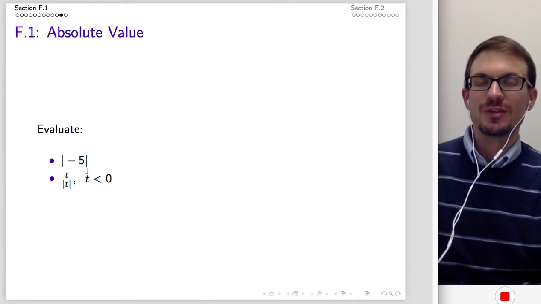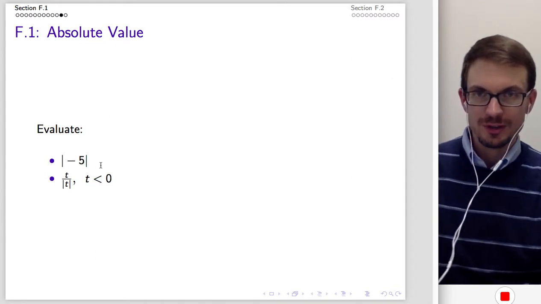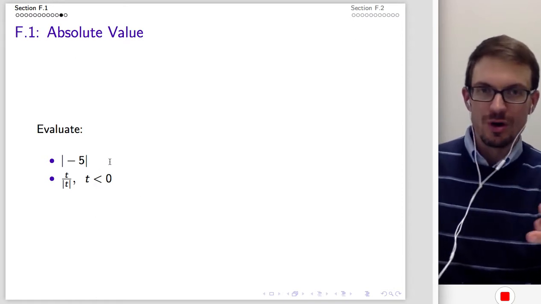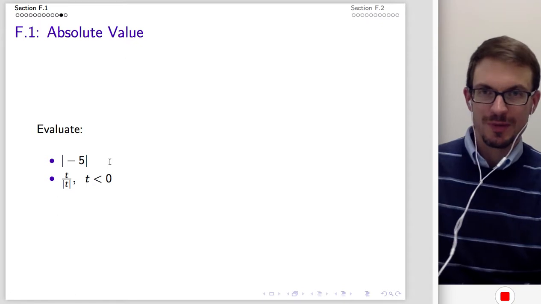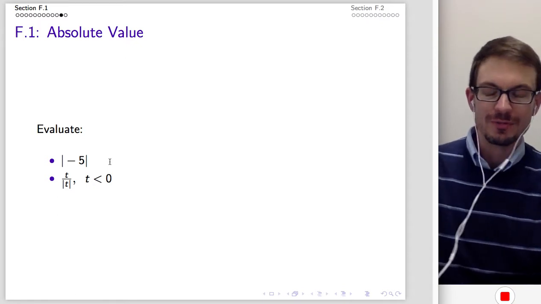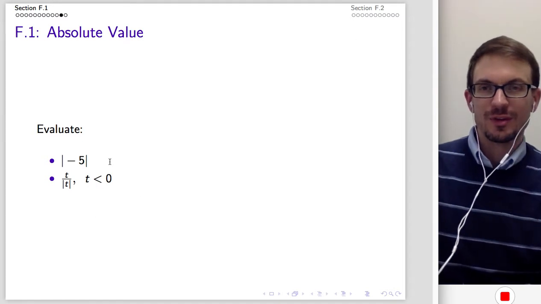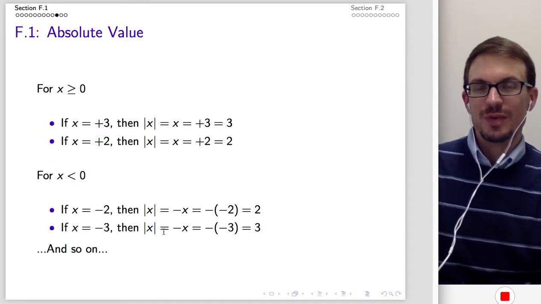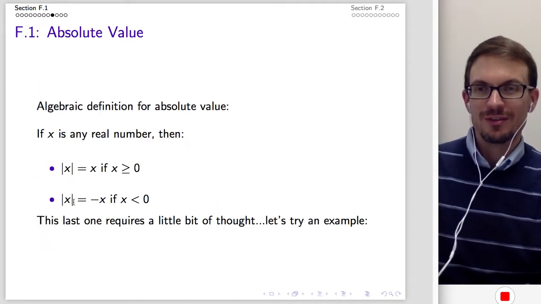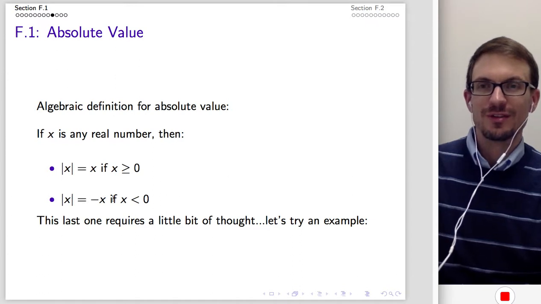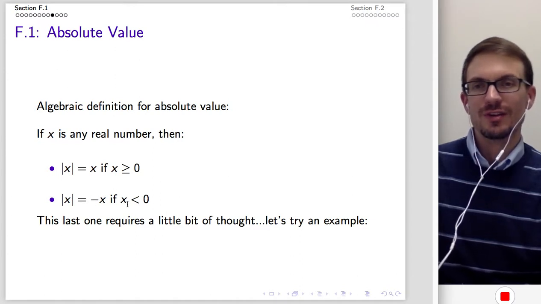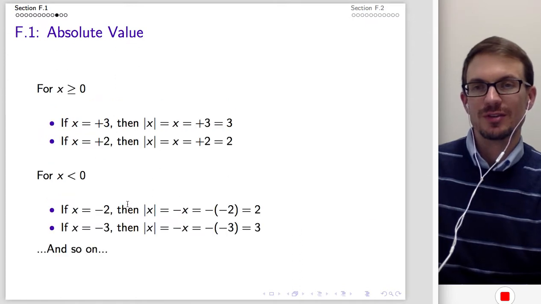Okay, let's evaluate these here. The absolute value of negative 5. How do we do this? Well, clearly this is a negative value, so we have to take its opposite. The absolute value of a negative number is just the positive version, so the absolute value of negative 5 is 5. All right, let's do it mathematically following the definition. Since we have negative 5 here, we need the opposite of negative 5, and that's going to give us a positive 5.